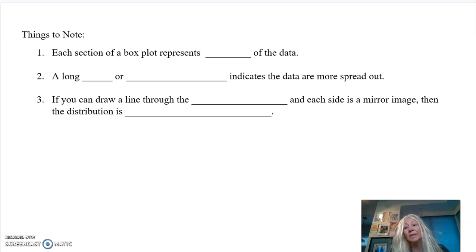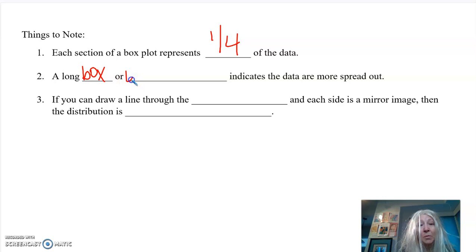Okay, so here's things to remember or think about. Each section of a box plot represents 1/4 of the data. A long box or whisker indicates the data are more spread out.